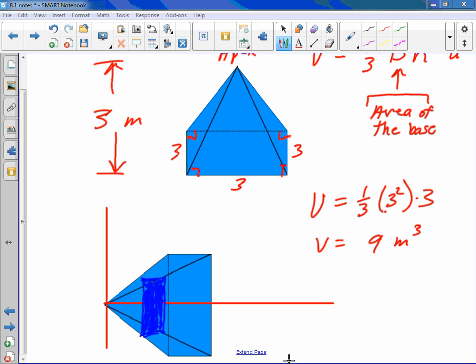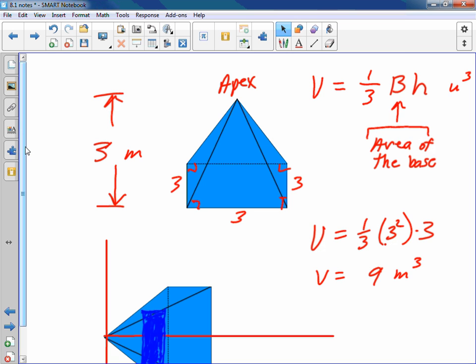This is 8-1, volume using the calculus. It's a beautiful topic.